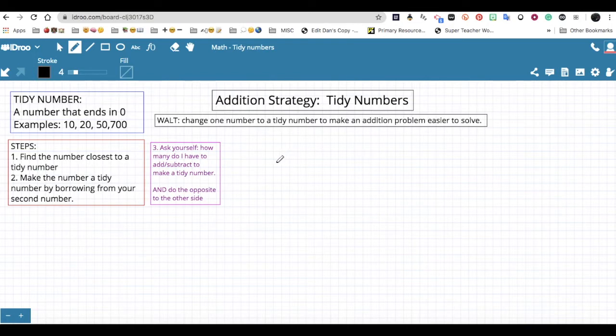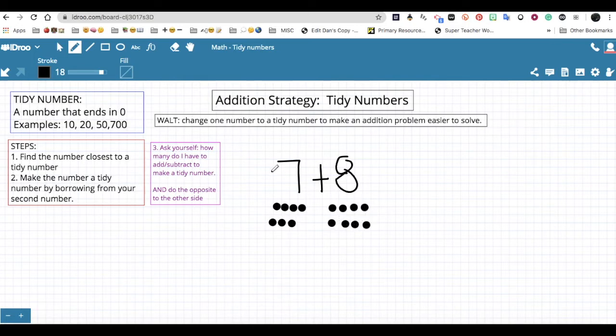Okay, so now I've got 7 plus 8. Okay, and if you'd like, you are able to draw your 7. 1, 2, 3, 4, 5, 6, 7. 1, 2, 3, 4, 5, 6, 7, 8. Now, I've got 7 and I've got 8.